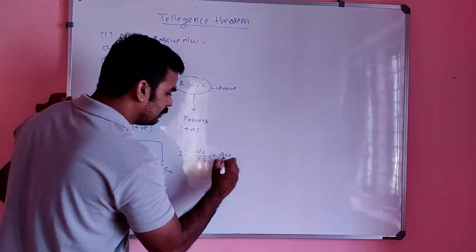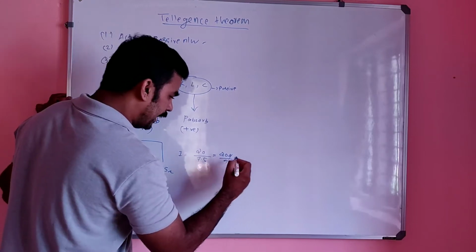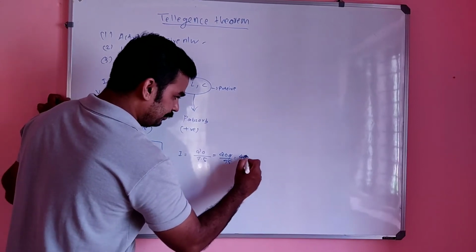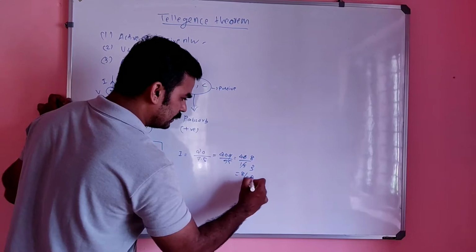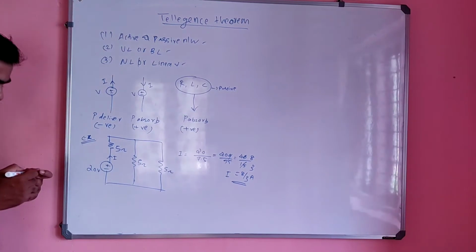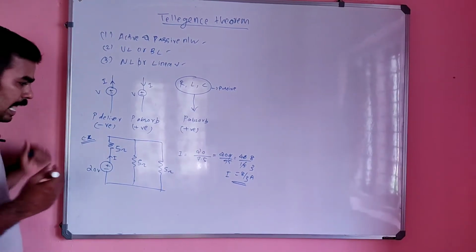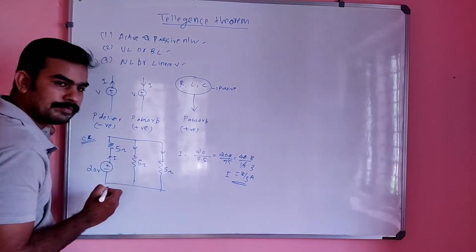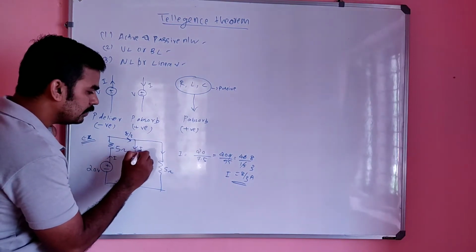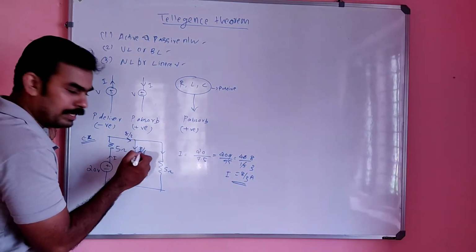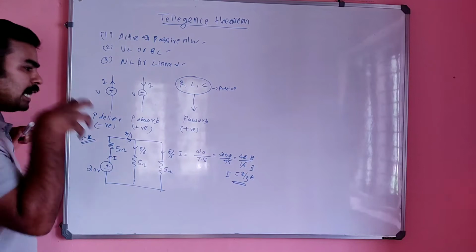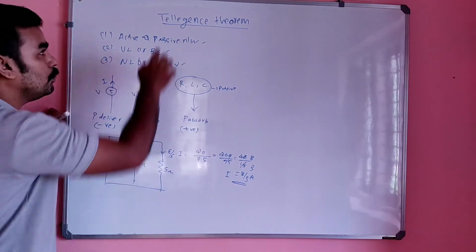So it will be 200 divided by 75, which cancels to 8 by 3 ampere. So our I is 8 by 3 ampere, the total current. And what will be this current and this current? Since the total is 8 by 3, half of the current will flow here and half will flow here, so it is 8 by 6 and 8 by 6. Now we are going to verify Tellegen's theorem.